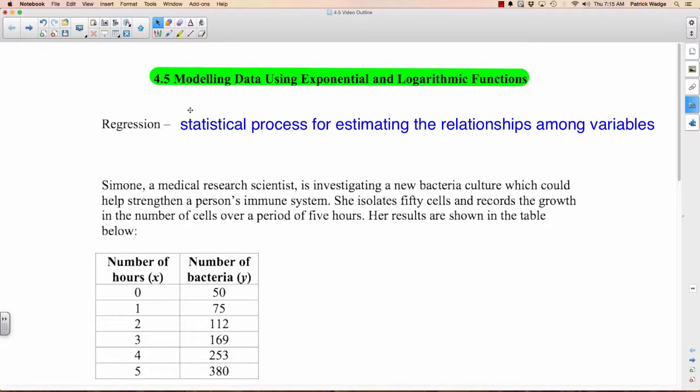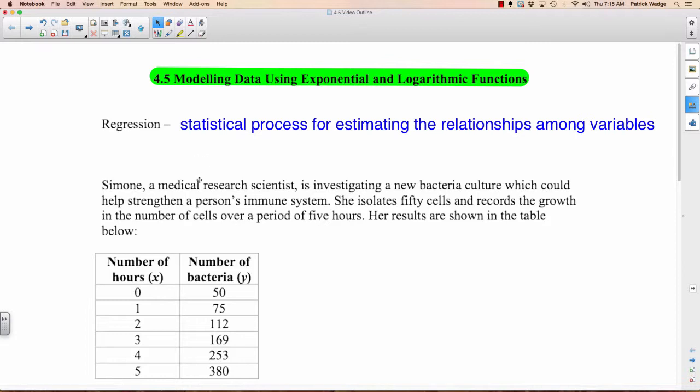So basically what that's going to look like is you're going to be given some data, and we're going to come up with an equation that relates the data or describes the data. And that's a pretty powerful tool that's definitely real world if you're working in the world of science or psychology or anywhere that's looking at data.